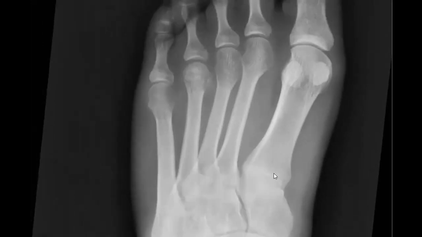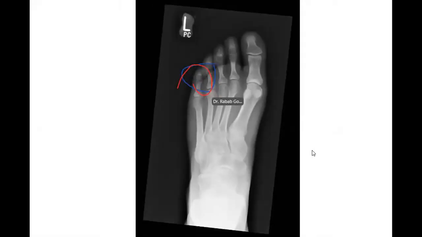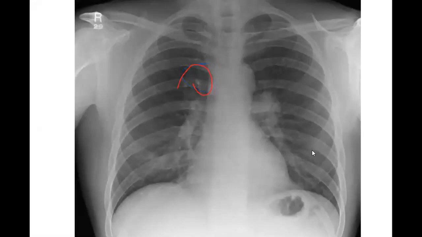Choose one of the metatarsal heads that has pathology. So which one will you choose? Yes. Rabab and MacBook, we have two stars today in competition. Okay.